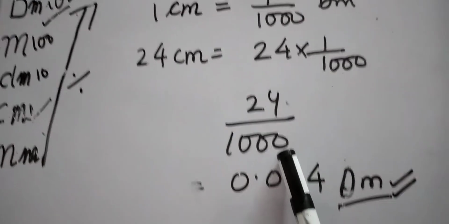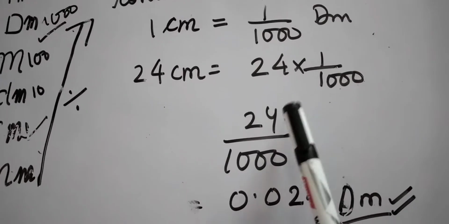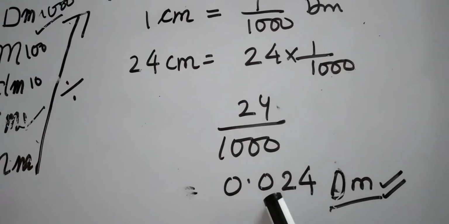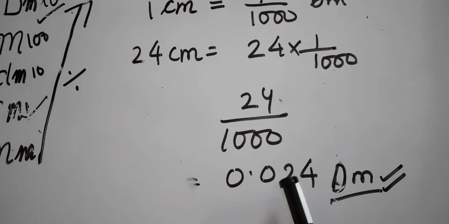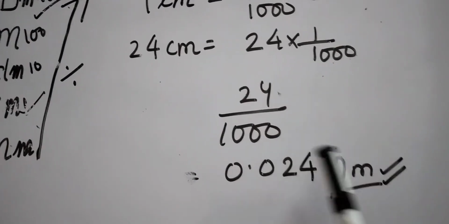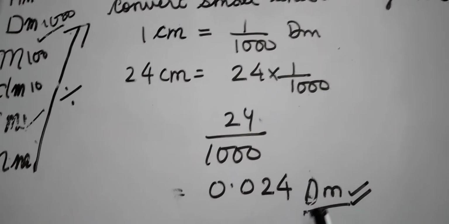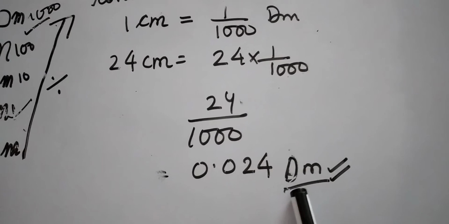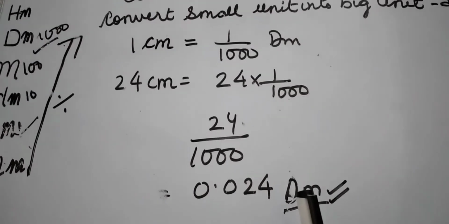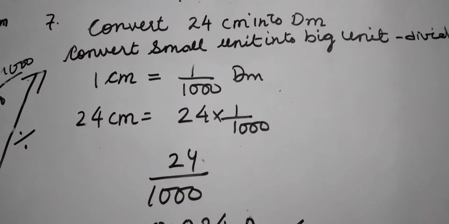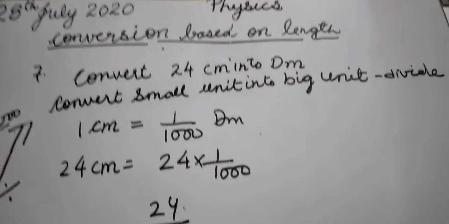We have to put the decimal after 3 digits, but here only 2 digits are there. So we have to add 1 zero. 1, 2, 3 and decimal. And don't forget to write decameter, which is the unit. Always remember, children, you have to write the unit. Okay? So this is all conversion based on length.